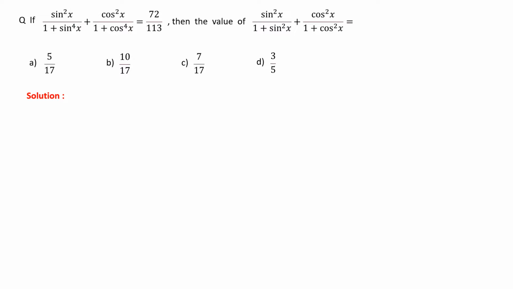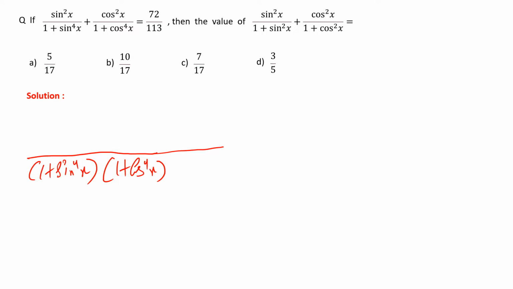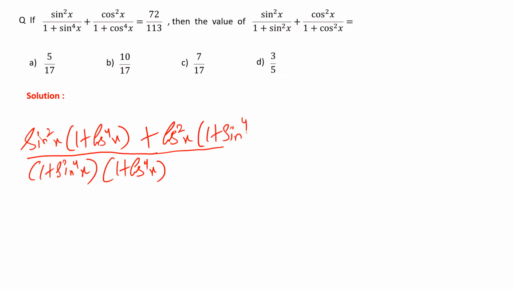Now to solve this problem, first of all, I will be taking the LCM of the terms of the denominator in the given expression. That means I will be writing 1 plus sine x power 4 into 1 plus cos x power 4 in the denominator, and in the numerator it will be sine square x into 1 plus cos x power 4 plus cos square x into 1 plus sine x power 4, right? And this is given to us as 72 upon 130.